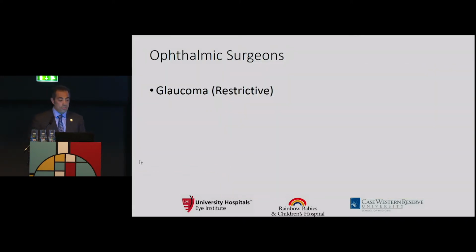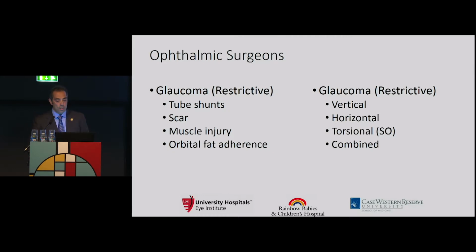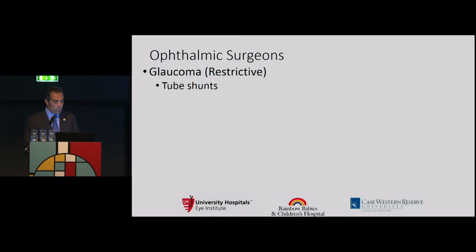Glaucoma surgeries can cause many problems, mainly restrictive. Tube shunts can cause this, scar tissue can cause this, muscle injury obviously can happen, and orbital fat adherence. When you hear fat adherence, I think those are the toughest cases. Sometimes you just don't have much to do to help them. Again, it comes in different shapes and forms.